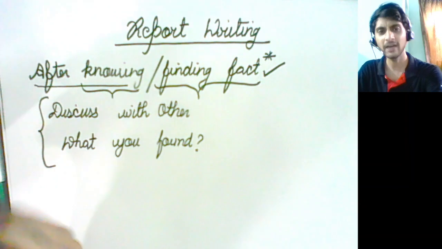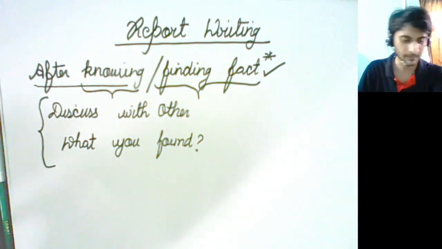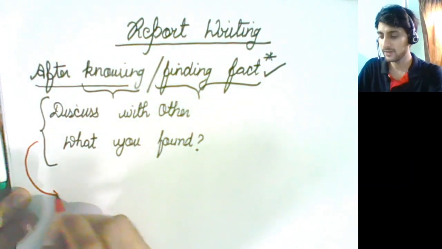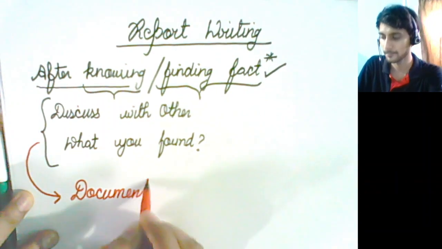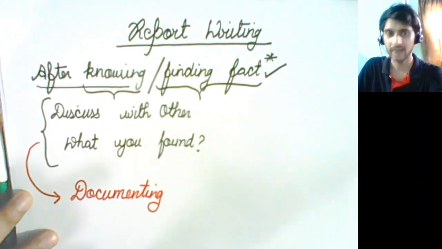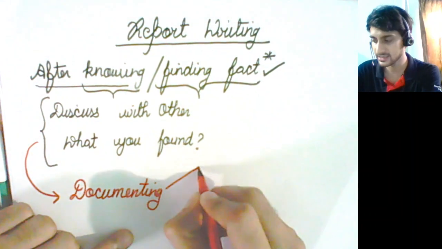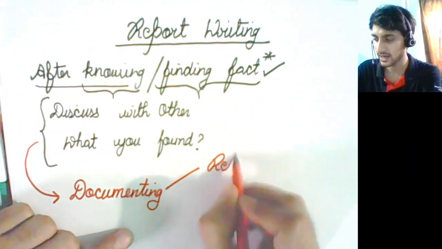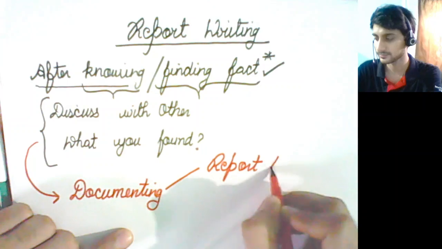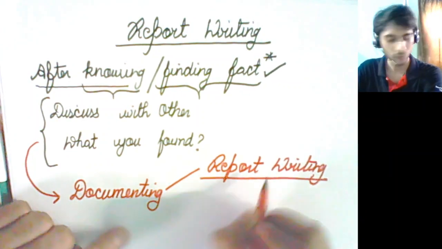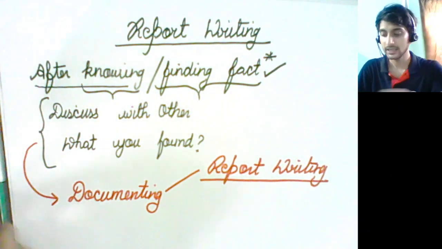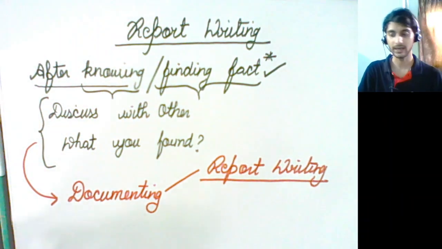Okay, and there are various different ways of discussing. The best possible way is documenting. And by documenting, what we mean is you have to actually write a report. So when you are writing a report, there are a few things which you should keep in your mind.